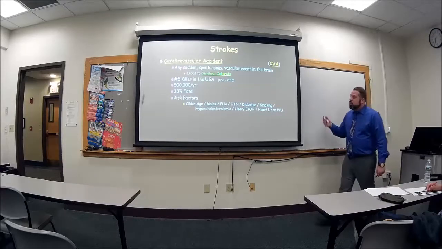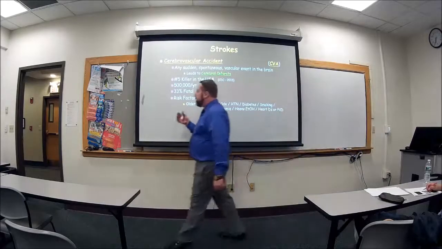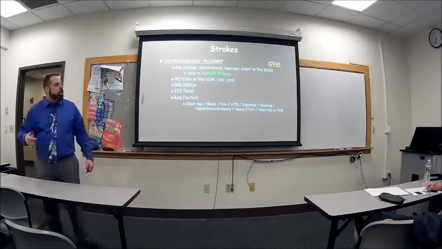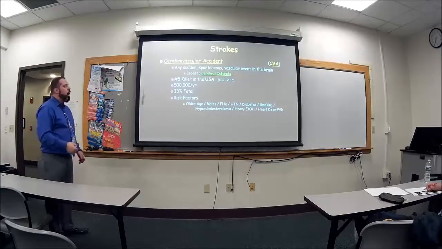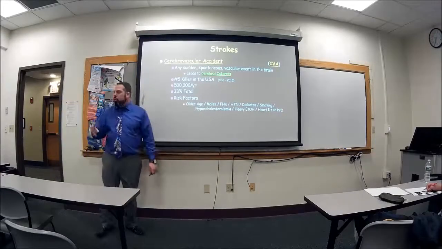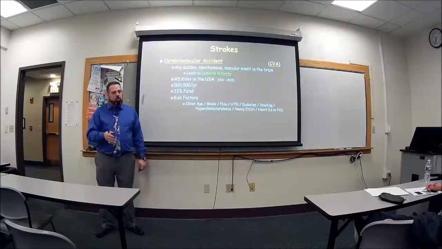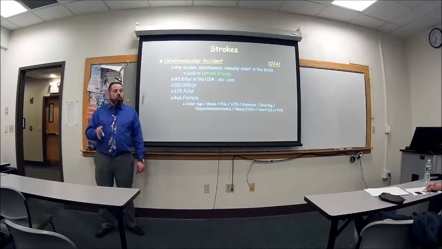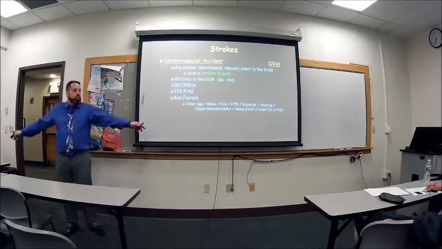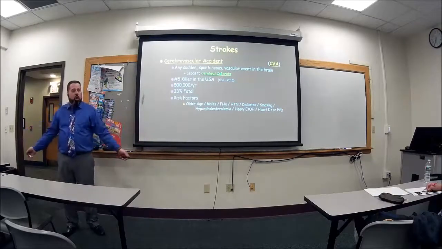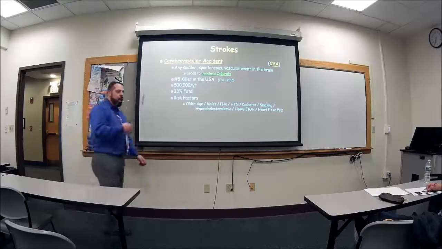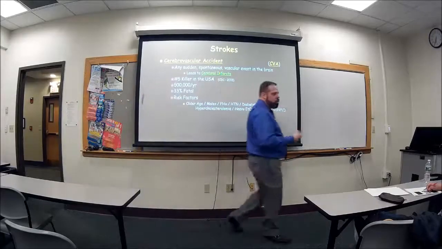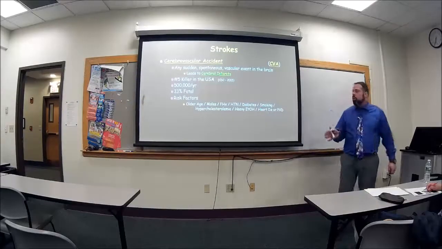Okay? This is the fifth killer in America. About 500,000 people a year have strokes. This is what we call a third. A third of the people will die from this within 2 weeks. A third will be completely fine, no deficits at all. And a third will actually survive with neurological deficits. We call it a third.